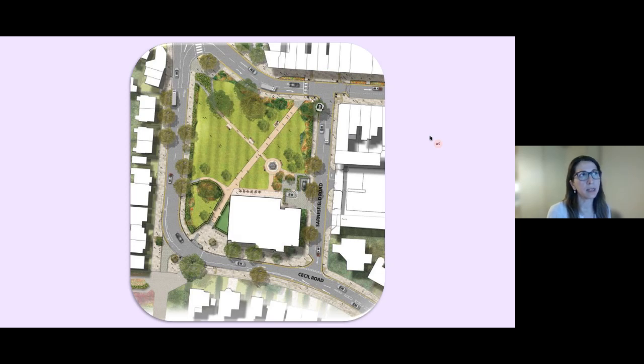Similarly, the diagonal path through the park is not designed to encourage cyclists to cycle through the park. This is purely for pedestrians to use. It's not the intention to allow cyclists to go through the town park here. But perhaps Alex would like to add something if I missed anything. No, I don't think so.